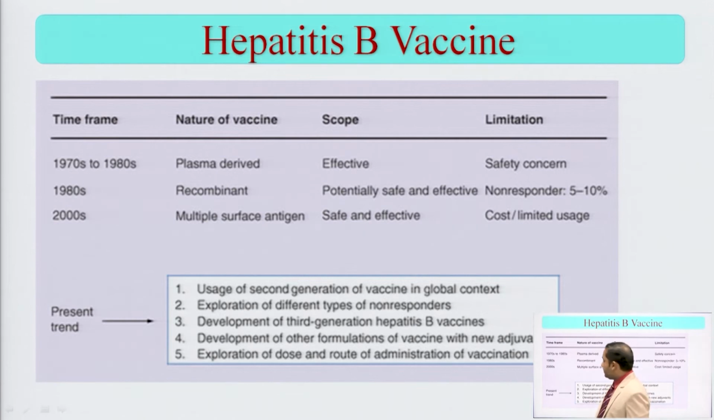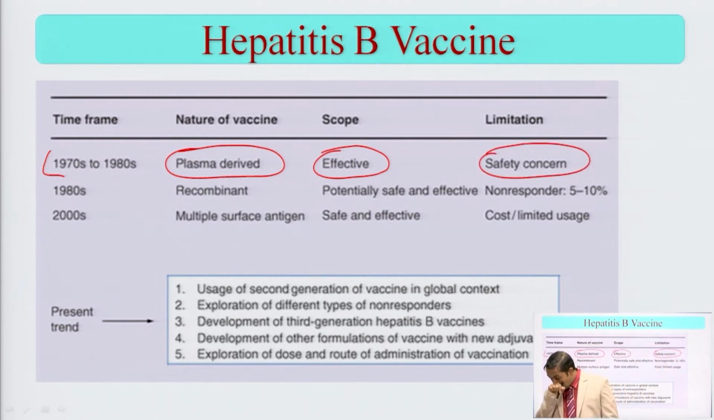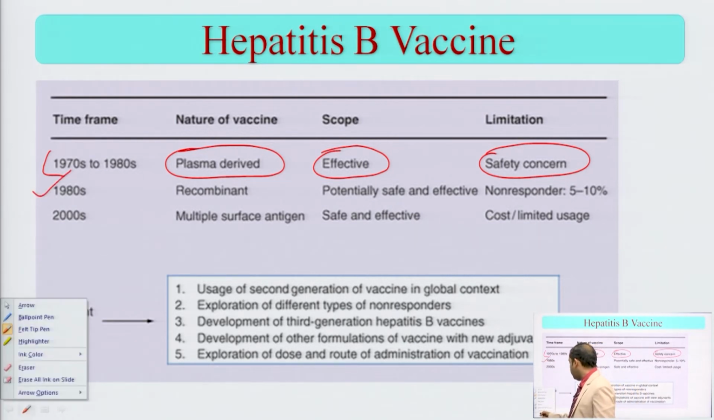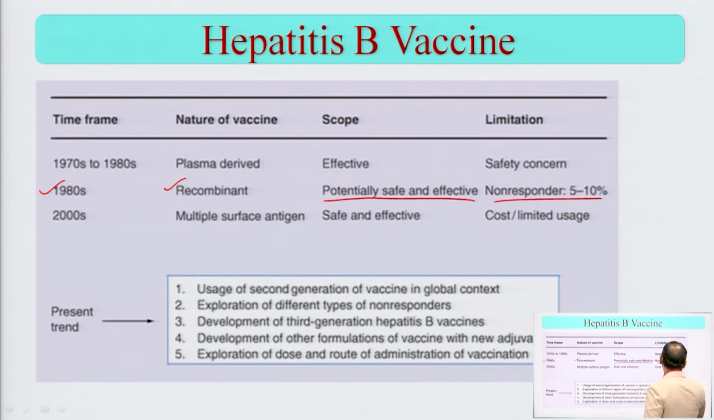See, from 1970 to 1980, the plasma derivative vaccine was given. It was effective. What is the limitation? There was a safety limitation. Plasma derivative was what was given. Since 1980, the recombinant DNA or recombinant vaccine was given. Why? These are potentially safe and effective, and there are non-responders, which in many cases you will observe during clinical trials.